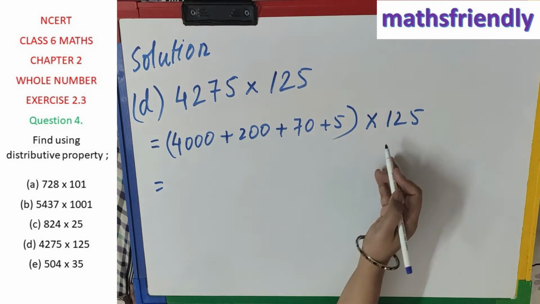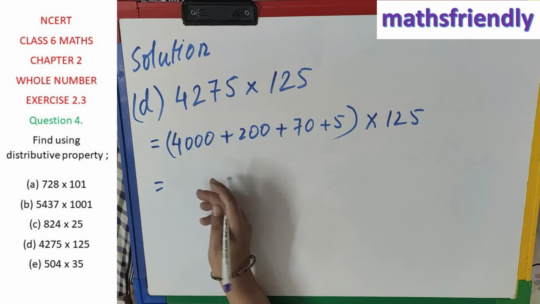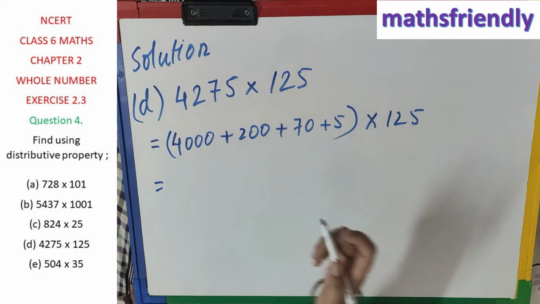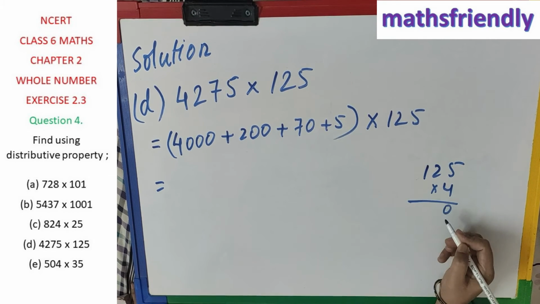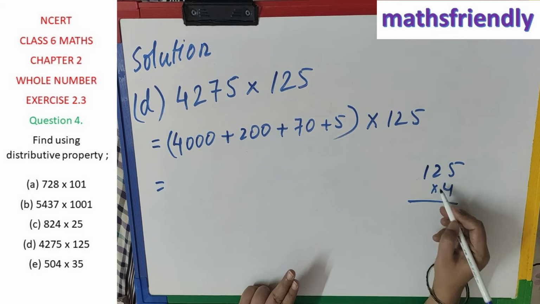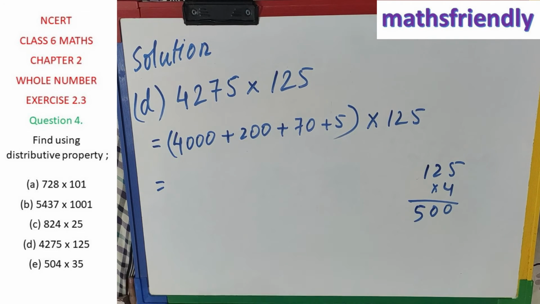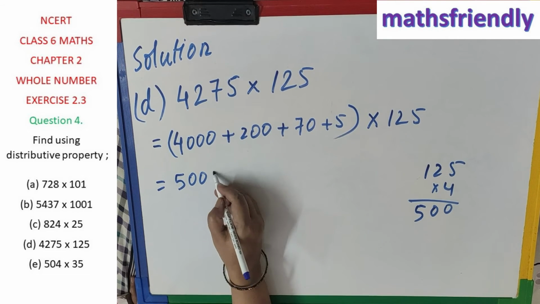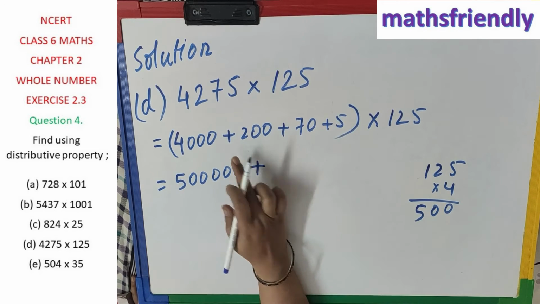So 4,000 multiplied to 125, what will it be? See, 125 into 4 is how much? It will be 500. Let us check. 125 into 4. 5 4s are 20, 2 carry, and then 4 2s are 8, 9, 10, 1 carry, 4 1s are 4, 5. So it is 500. 500 and these three zeros we will write.